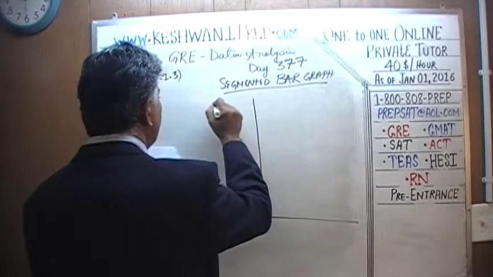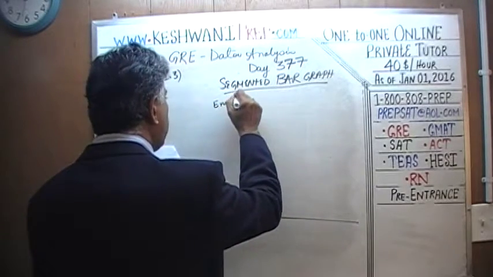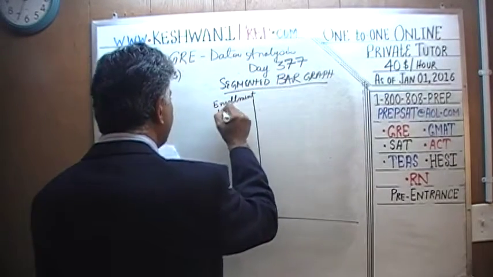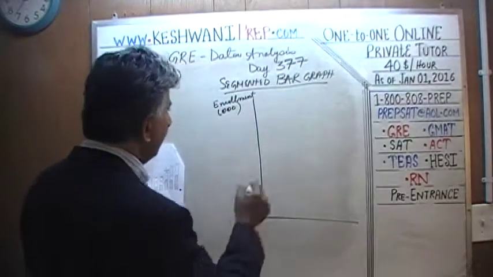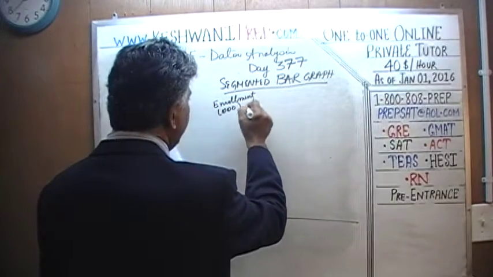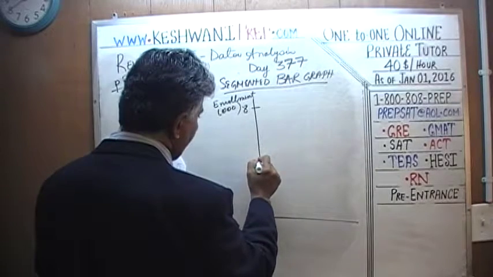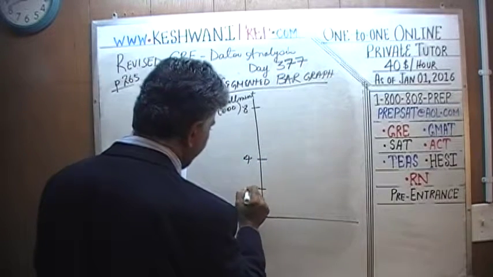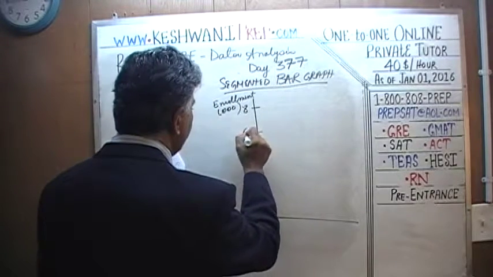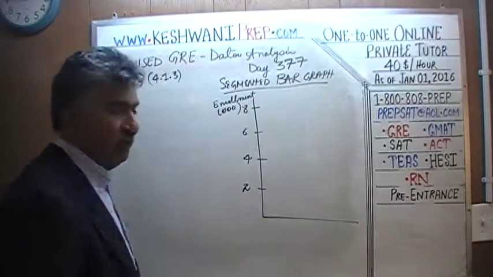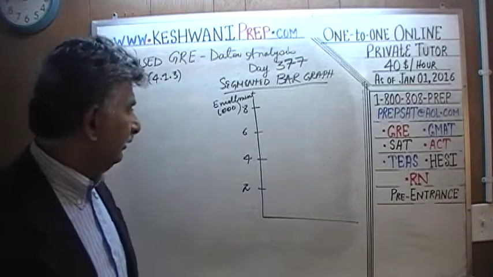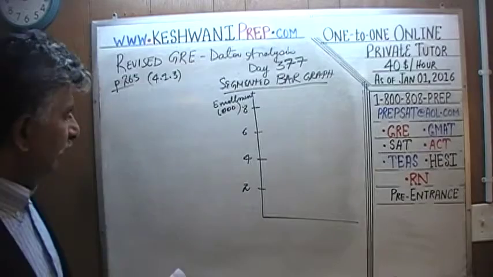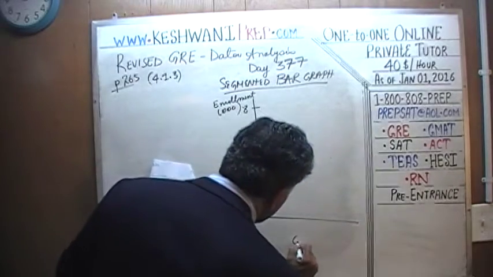So here we have the enrollment, and we're going to express that in thousands. It goes all the way up to 8, so let's put an 8 here. Halfway through is going to be 4, halfway through that is going to be 2, and halfway through this is going to be 6. It doesn't have to be precise exactly, obviously, but you have to be reasonable as you do it. And here are going to be our colleges.